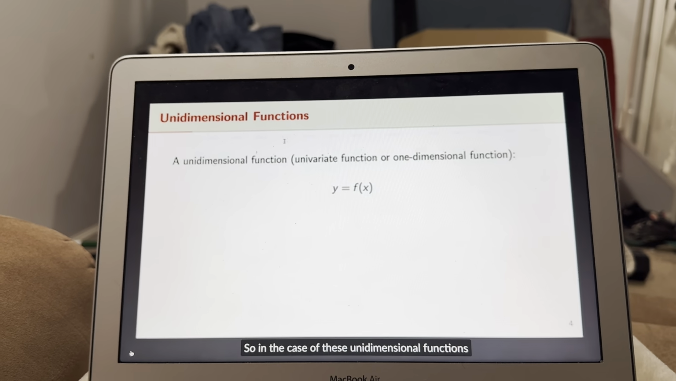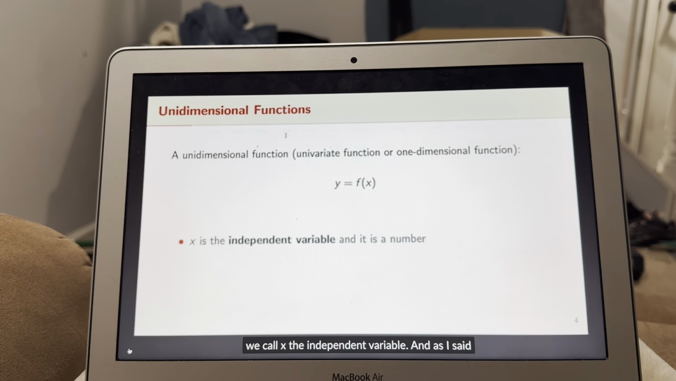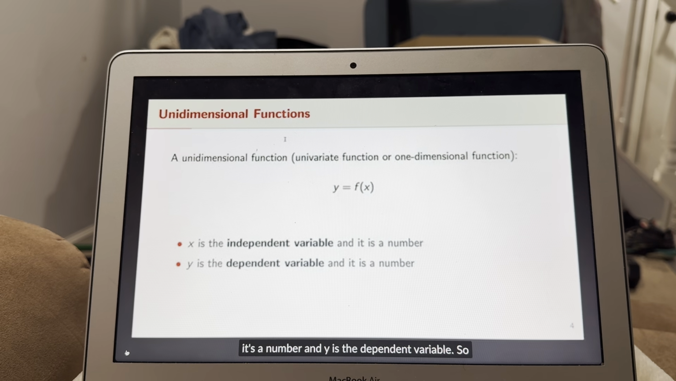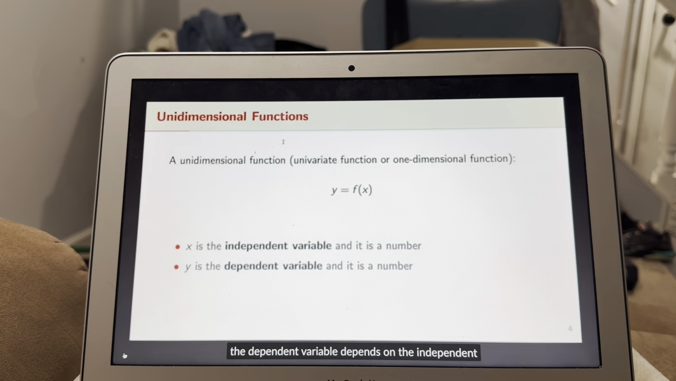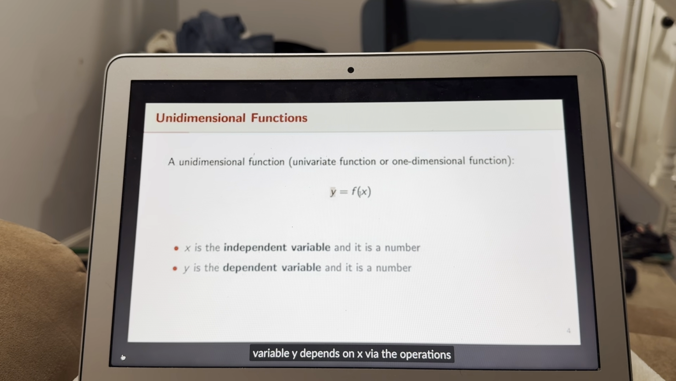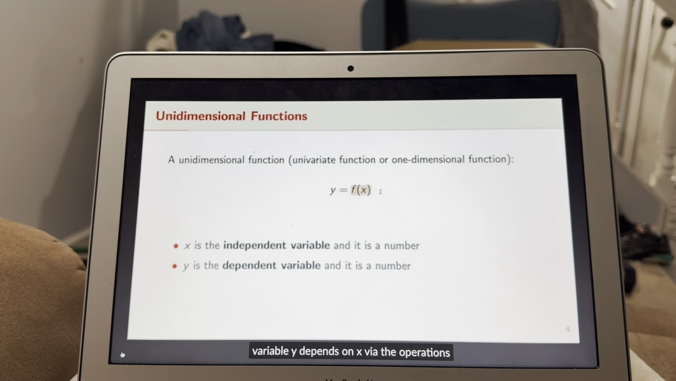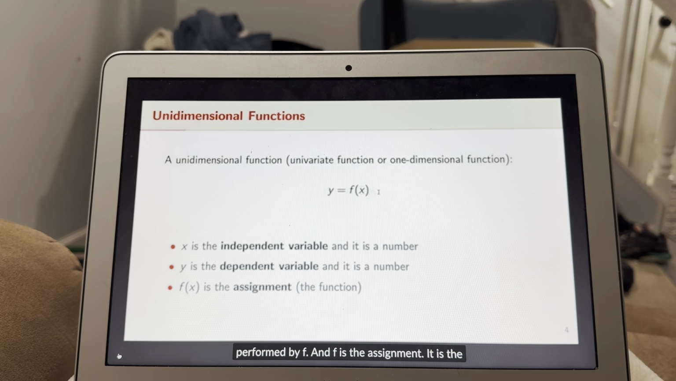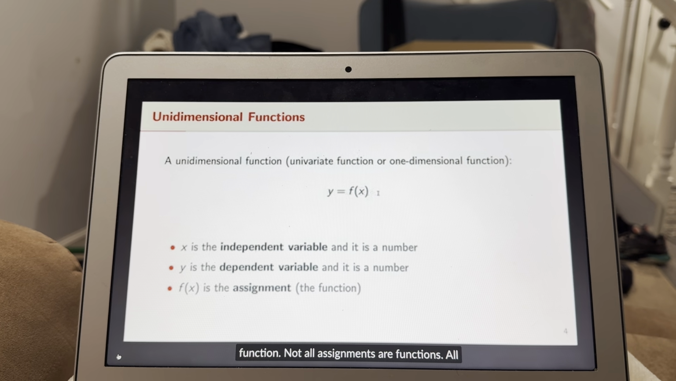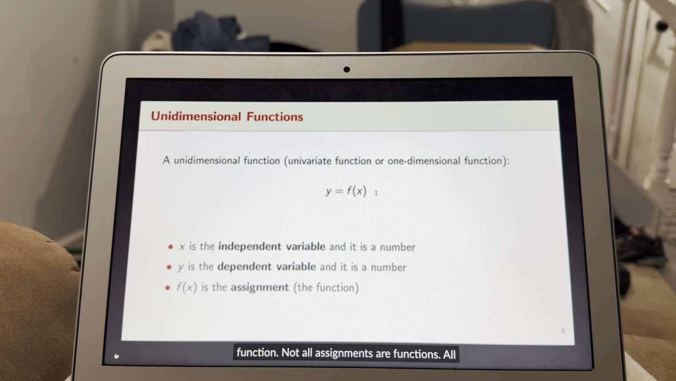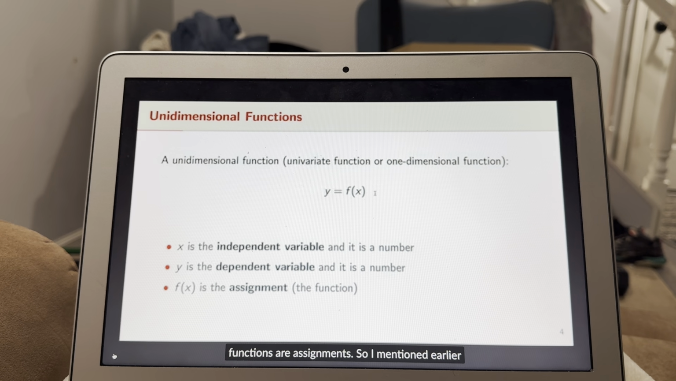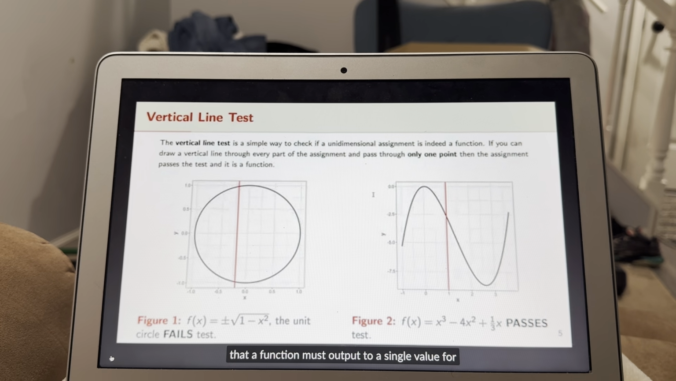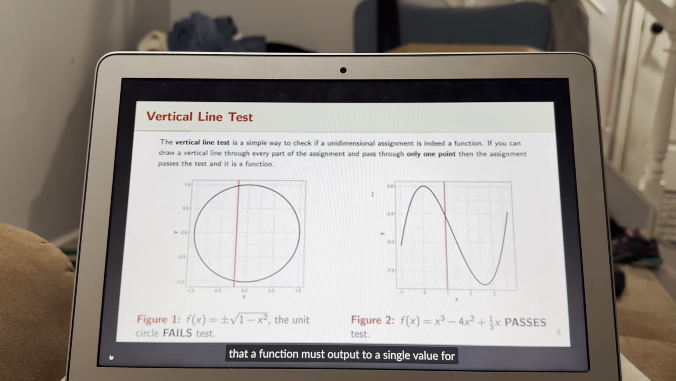So in the case of these unidimensional functions, we call x the independent variable, and as I said, it's a number, and y is the dependent variable. So the dependent variable depends on the independent variable. Y depends on x via the operations performed by f. And f is the assignment. It is the function. Not all assignments are functions. All functions are assignments.